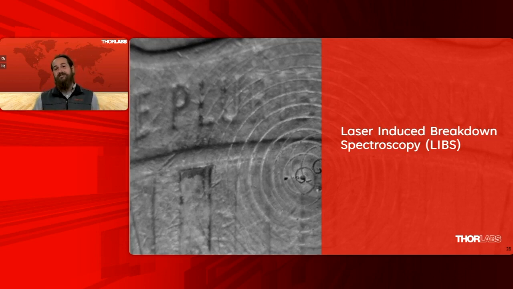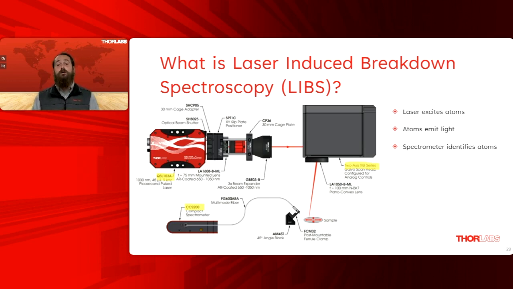Now moving on to a very special application. I mentioned it before, laser-induced breakdown spectroscopy, or LIBS. So what is it and how does it work? Well, in a nutshell, we're going to take the same micro machining setup we had earlier. We're going to take this laser, do some beam conditioning, steer the beam around and focus it onto a sample. As we talked about earlier, that creates a plasma.